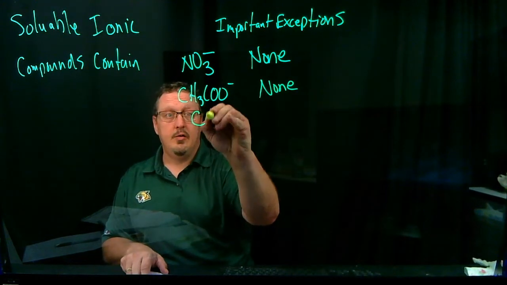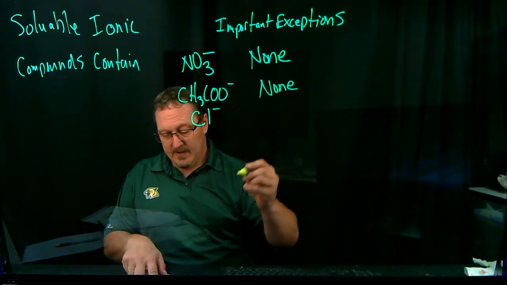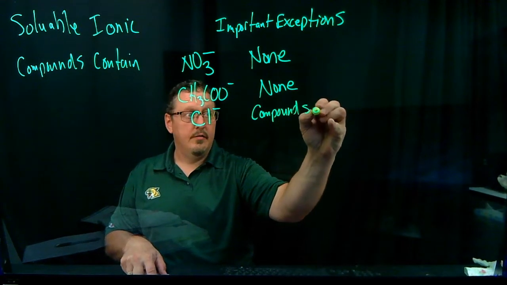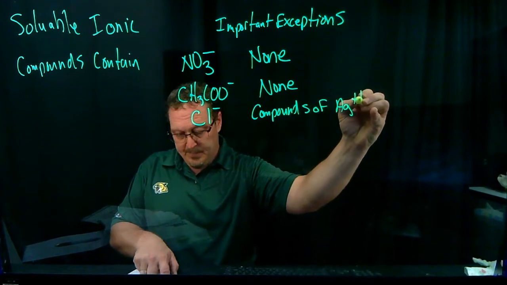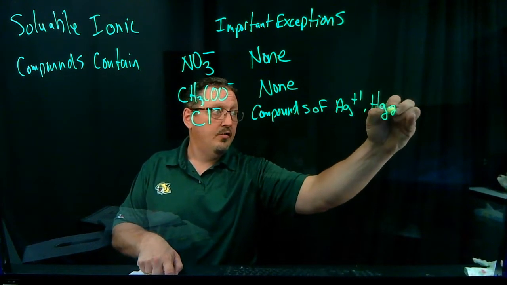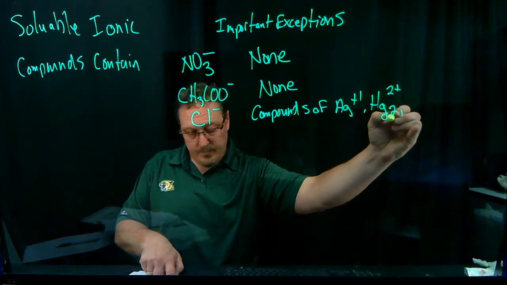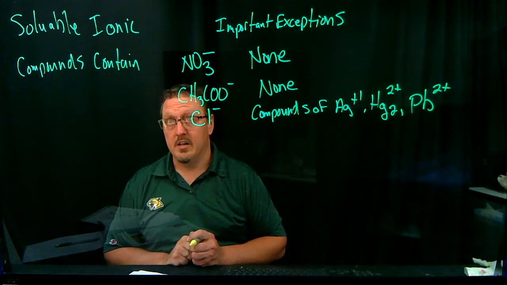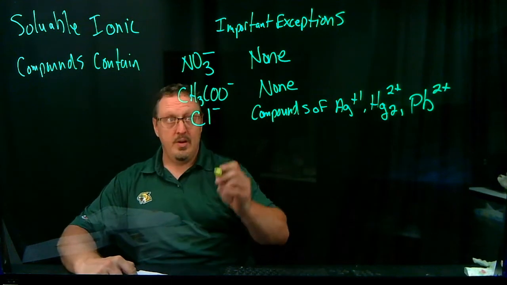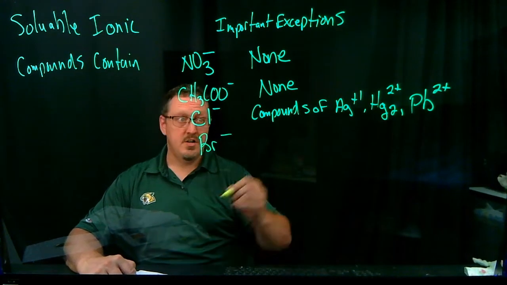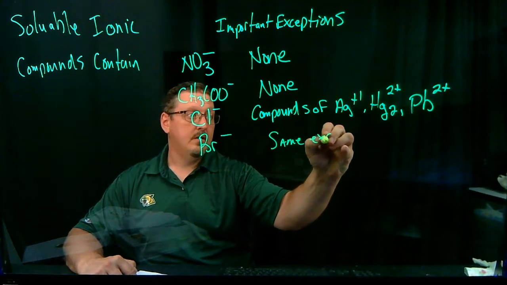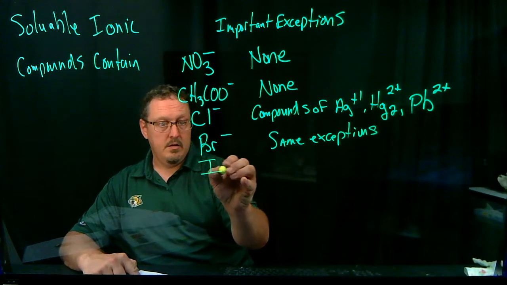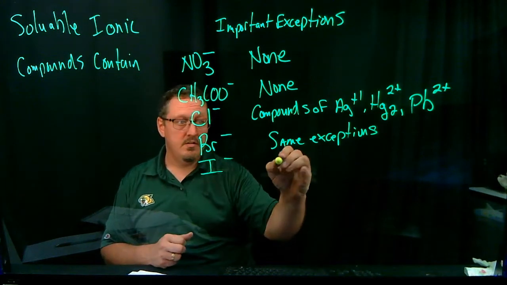Okay, if it's chloride ion, Cl with a -1 charge, the only time that there's an exception with that is going to be compounds of silver, so Ag+, mercury, Hg2 2+, and lead. Those are the only three things that will make chloride ion into a solid. Okay. Bromide, it's got a -1 charge. It's going to have the same exceptions. So that's something to think about. Iodide, if it's got the iodide ion in it, it's the same thing, same exceptions.